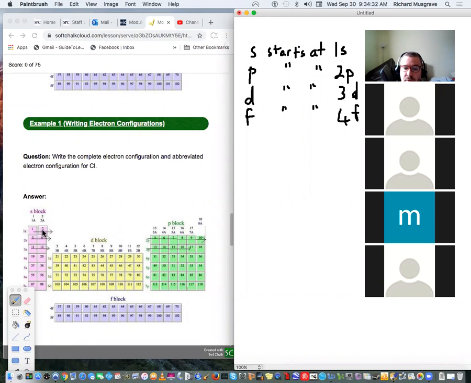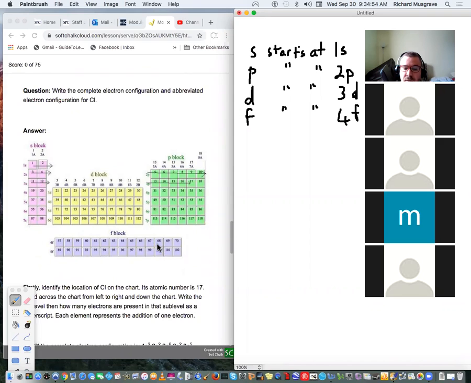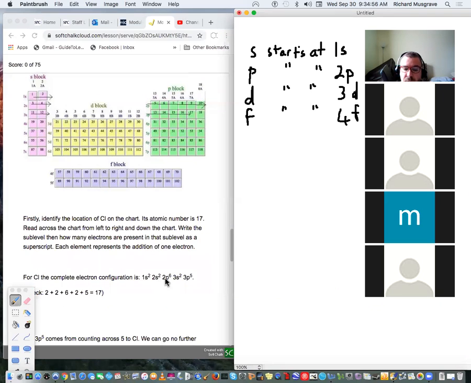So we go across from left to right, just the way we would read something. So left to right, there'd be 1s2, and then 2s2, and then we start the p's at 2p, so it'd be 2p6, 1, 2, 3, 4, 5, 6 for the columns, 3s2 down to here, and then 3p5 would be the final answer. So there's your complete electron configuration for chlorine right here, 1s2, 2s2, 2p6, 3s2, 3p5.